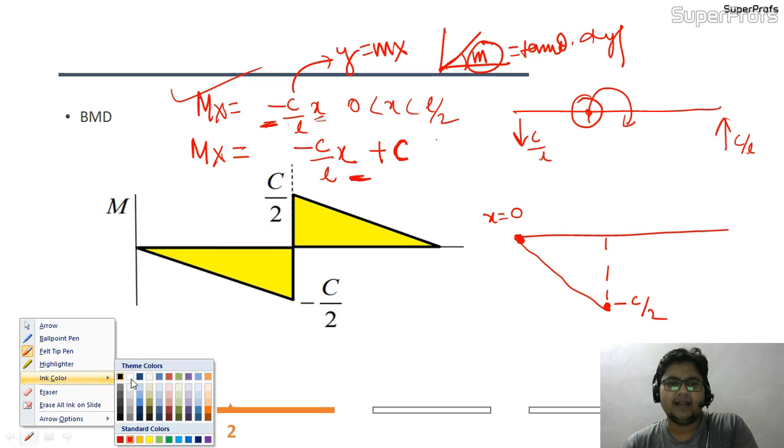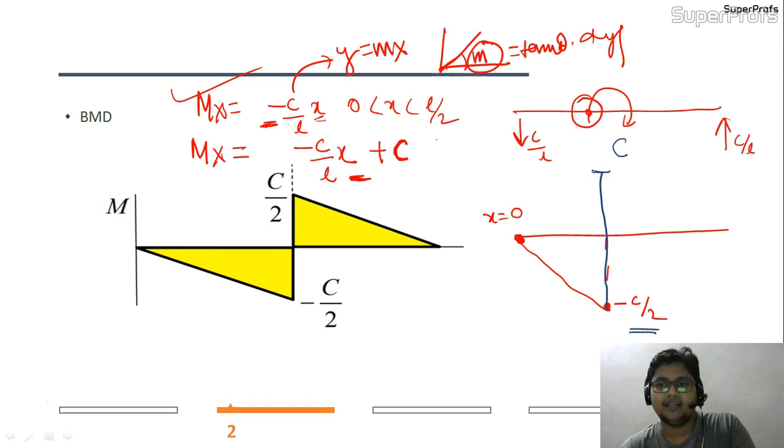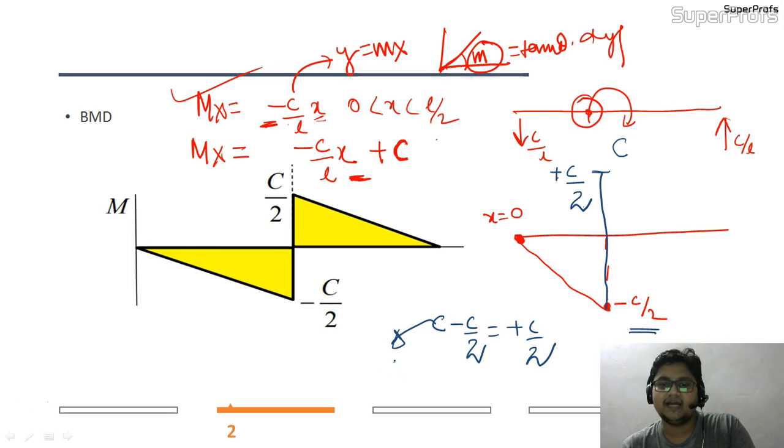Now, after L by 2, you can see that a couple is coming into picture. So this couple is of sagging type, that is of positive bending moment. So this minus C by 2 and this C will be added up and it will come out to be plus C by 2. So how am I getting this plus C by 2? This plus C by 2 is nothing but C minus C by 2, that is plus C by 2.